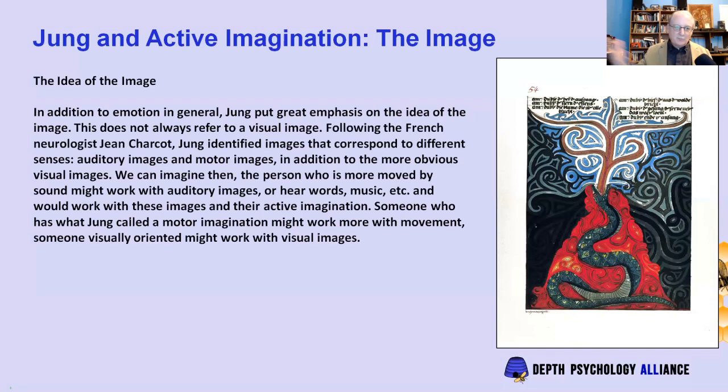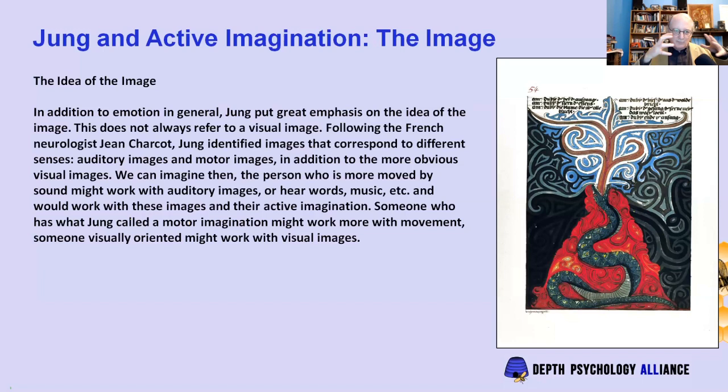So we can imagine then that the person who is more moved by sound might work with auditory images, hear words, music, and so on. As we said, with motion, could be dance, could be yoga, could be just odd movements. When we do the module on motion therapy and movement and dance, I hope to cover a little bit of how Jungians have worked with Jacob Moreno's psychodrama. So psychodrama is another way, someone who's into movement and externalizing things is something we could do. And of course, there's painting, there's sculpture, and other types of things to somehow bring out an image.